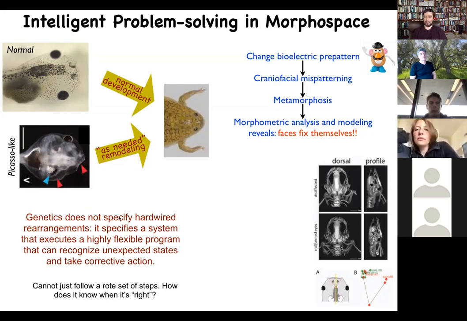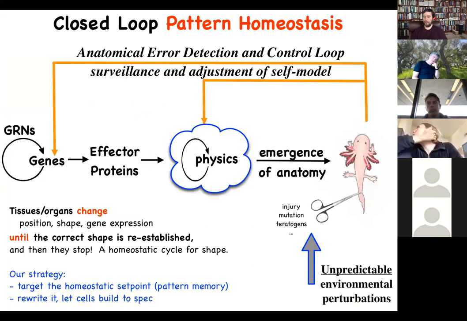It's not that the genetics somehow specifies these hardwired rearrangements. What it in fact gives you is a piece of hardware that can execute an error minimization scheme. It knows the correct set point, and it's able to keep deforming, even if it starts in an abnormal state. It keeps deforming until the error is as small as it can possibly get. So down here is the standard story of developmental biology, and it's all focused on emergence. You have gene regulatory networks, you have some physics, and eventually, if you do a lot of this in parallel, out will emerge some complex form.